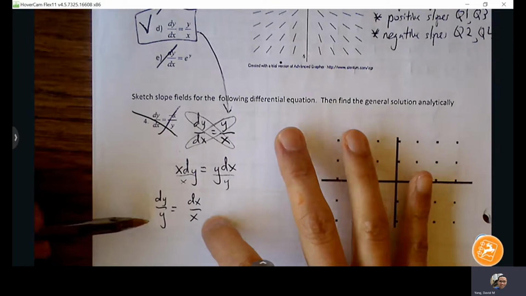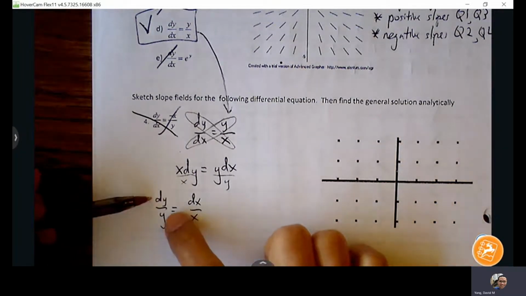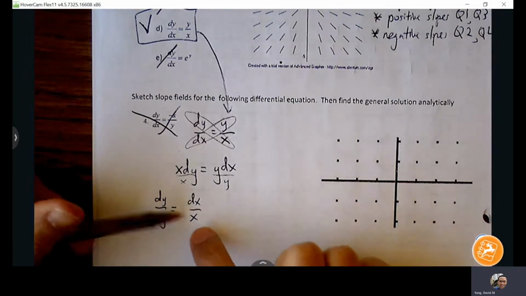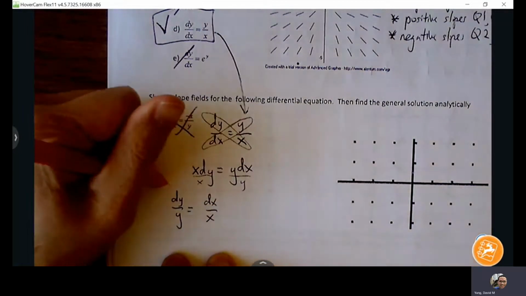dy, dx's are up top. It's okay to have x and y's below. You can have rules that can handle them. Don't just bring them up and make it y dy and x dx. We're changing the problem if we do that. Okay, take the integral of both sides.